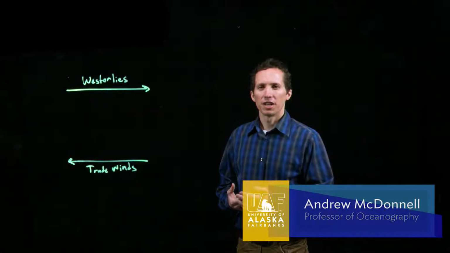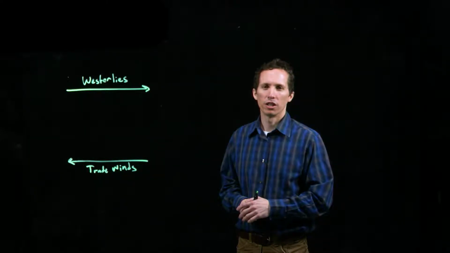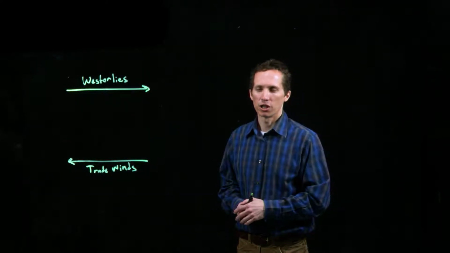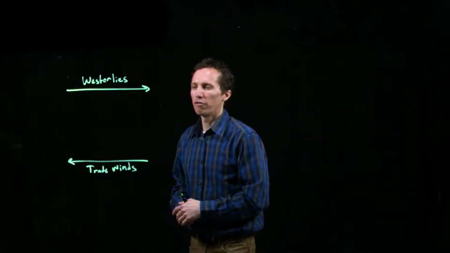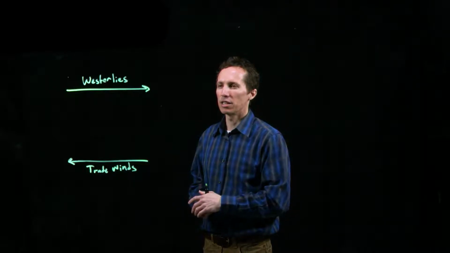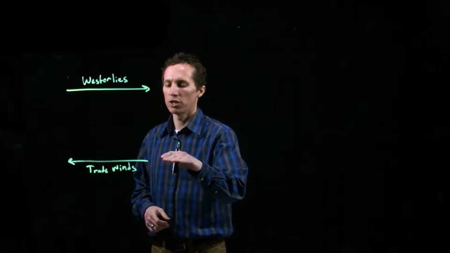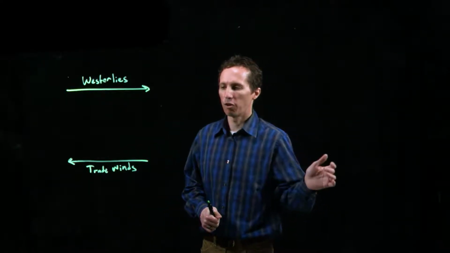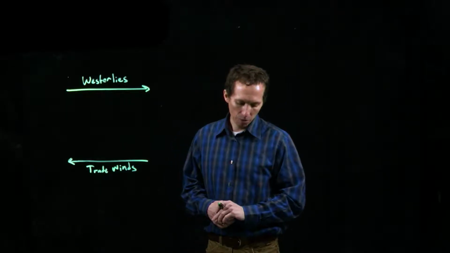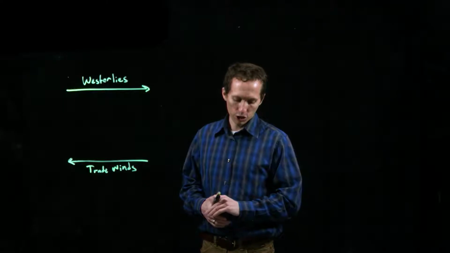So let's consider an example of the impact of winds blowing over the surface of the ocean on ocean circulation. If we've got, for example, the westerlies blowing from west to east along the mid-latitudes, and beneath that, just north of the equator, we've got the trade winds blowing from east to west. What that creates is differences in ocean transport.